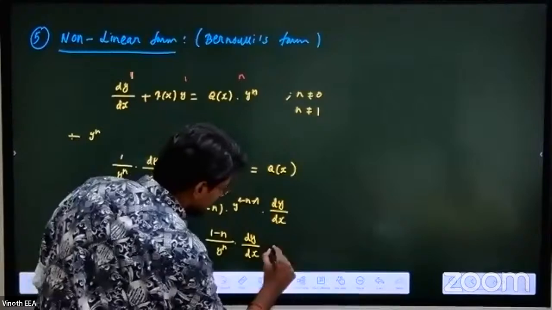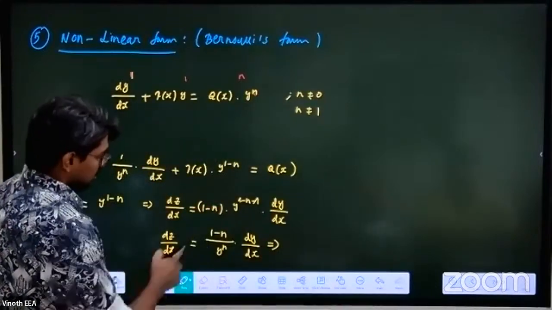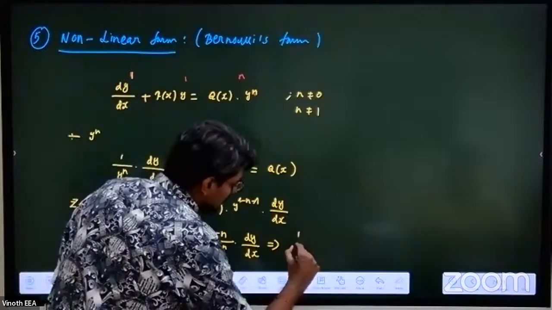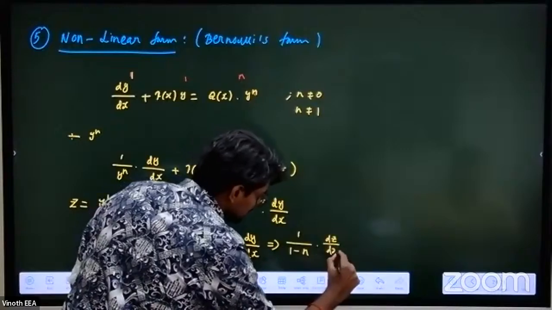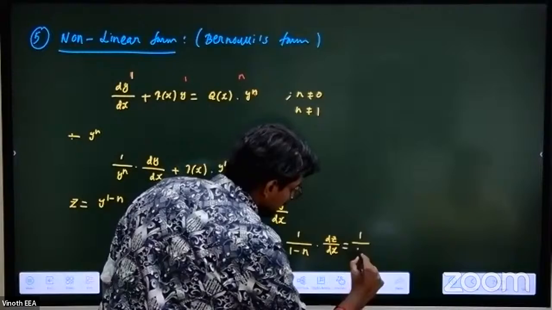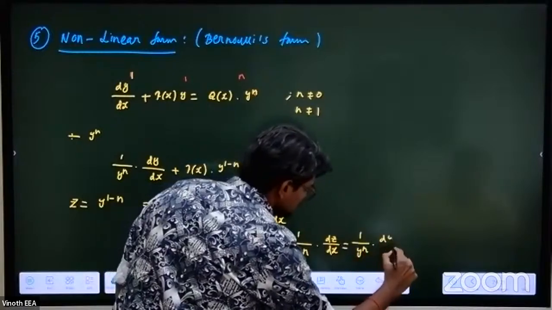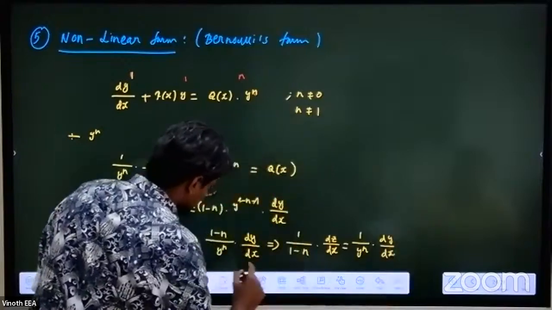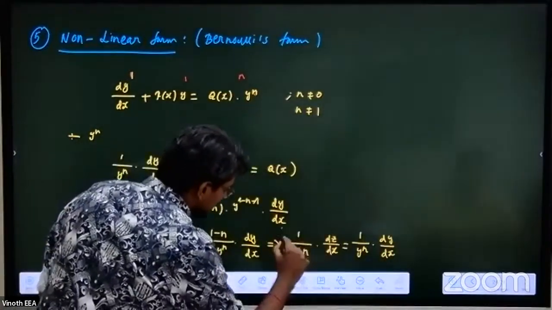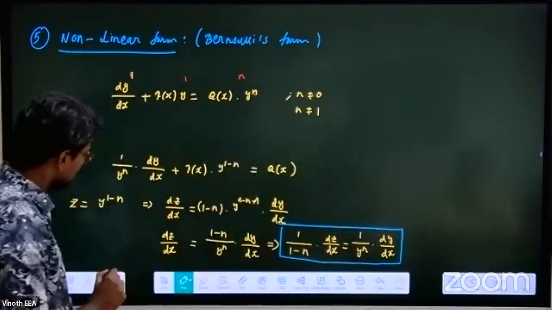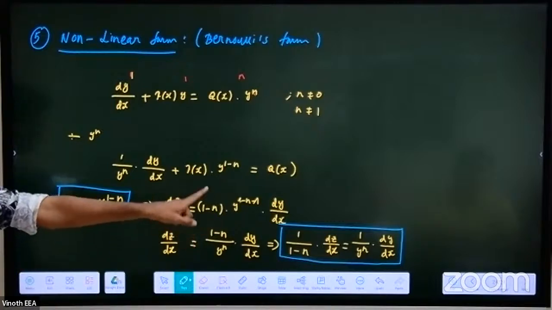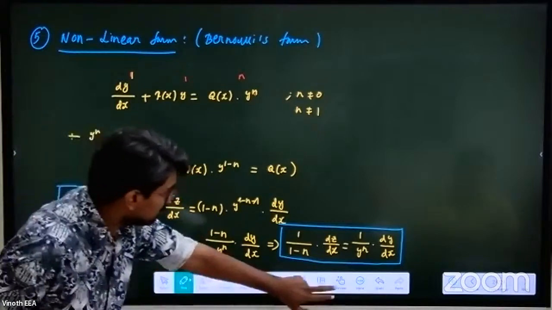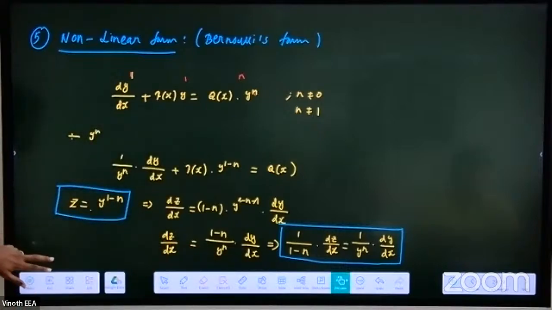So I will rearrange this equation. I will bring 1 minus n to this side. So 1 by 1 minus n into dz by dx is equal to 1 by y power n into dy by dx. Okay, I have two different equations to substitute. This is one and this is one. We can take both and substitute them in this equation. This equation, that equation substituted here. Got it right? We are doing the same thing, but just replacing in different ways, that's all.